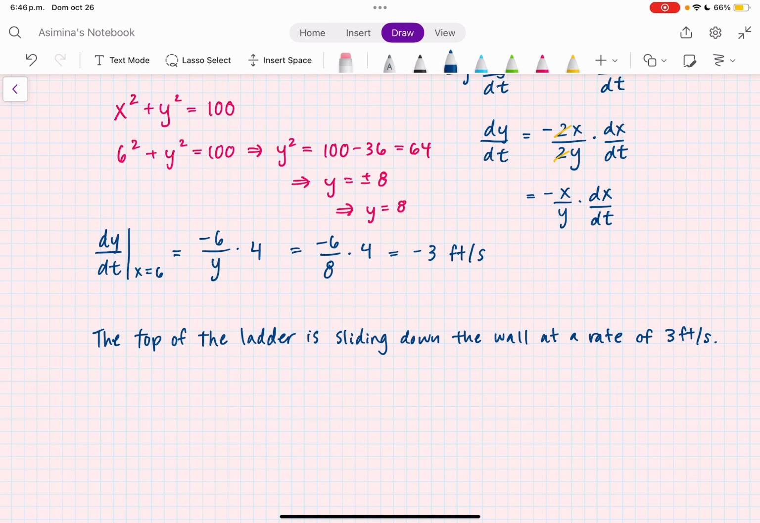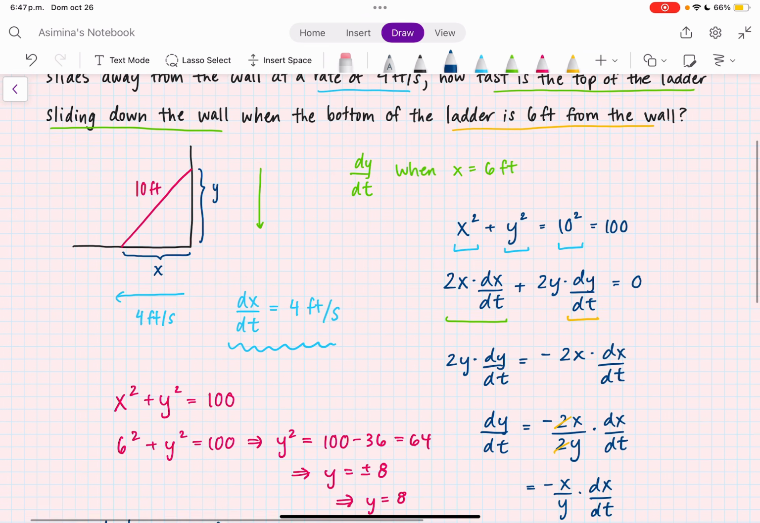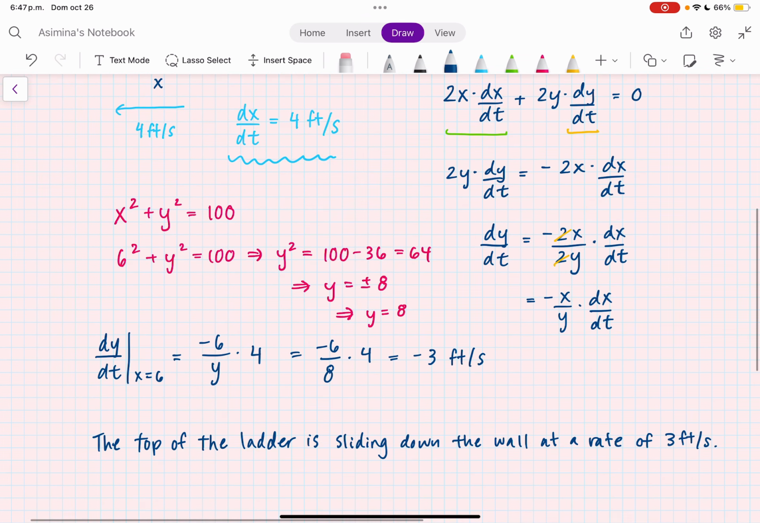So let's do a quick recap of what we did. So we were given the following problem. We gathered the information that we knew and we made a diagram. We labeled the information we wanted to find, and then we used an equation to relate the two variables we're given. So in this case, we have the length of the ladder, the bottom of the ladder from the wall, and the top of the ladder from the ground. And those are our two variables, and we related them using the Pythagorean theorem. Then we took the derivative of both sides of that equation and solved for dy/dt, which is what we wanted to find. And then we used the information we were given to fully solve the rest of the problem.